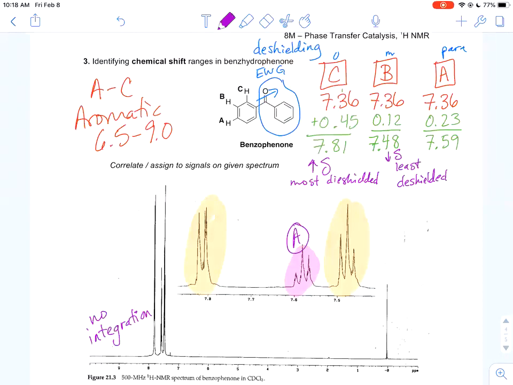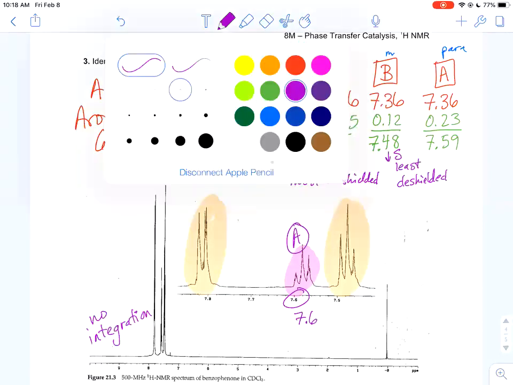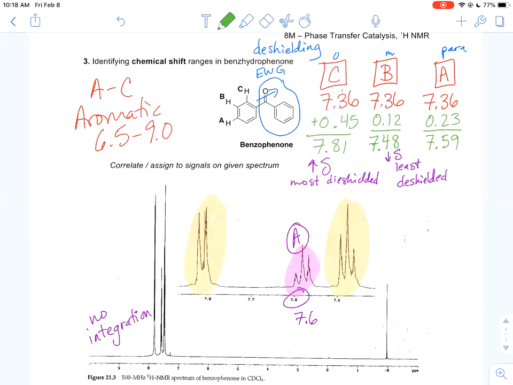We were expecting it at 7.59. We actually see it at 7.6, so really not that big of a difference. So that's signal A. Signal C should be the most de-shielded.